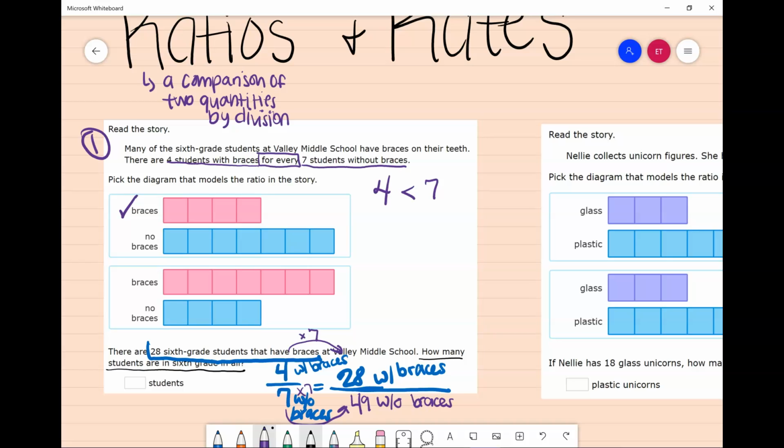Now I'm not done yet, because remember, the question asked me how many students are in 6th grade in all. So I need to find the total number of students. And in order to do that, I'm just going to combine the amount of students with and without braces. So I'm going to do 28 plus 49. 8 plus 9 is 17. 1 plus 2 is 3, and 3 plus 4 is 7. So there are a total of 77 students at Valley Middle School.